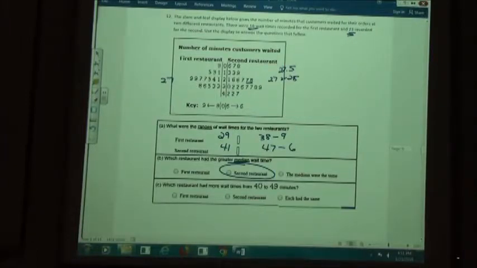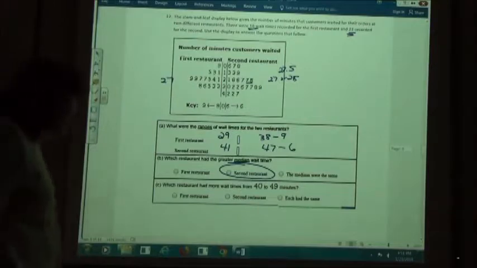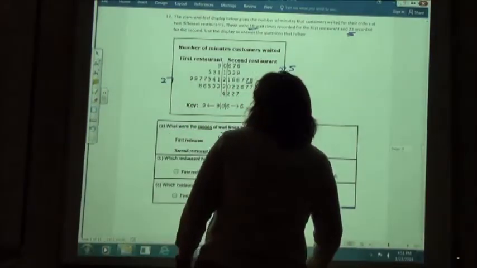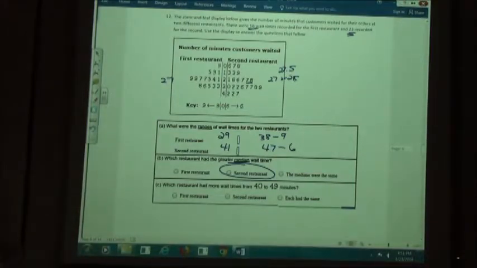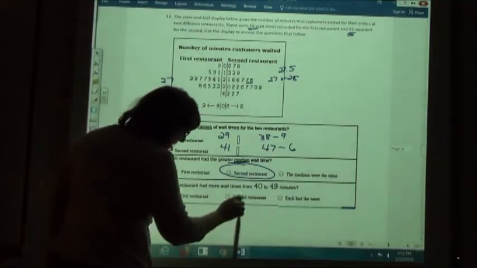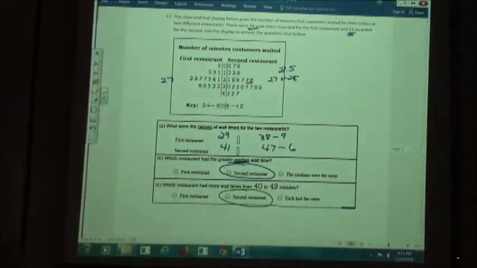And which restaurant had more wait times from 40 to 49 minutes? Which one has more? The second one. The first one doesn't have any. The second one has 3, right?